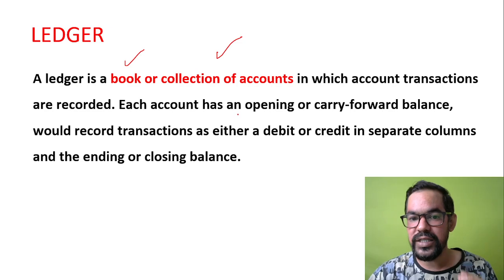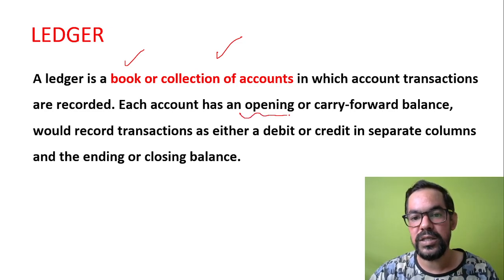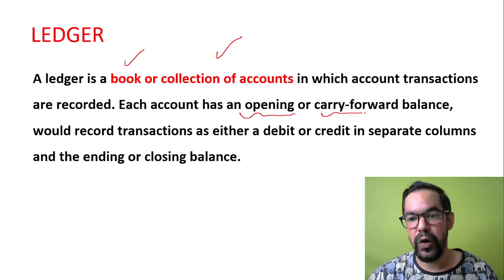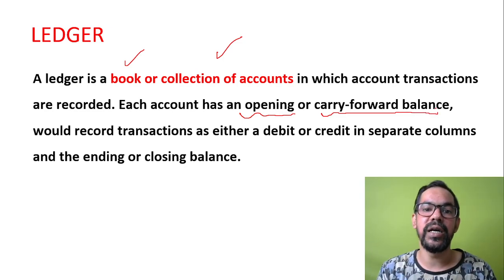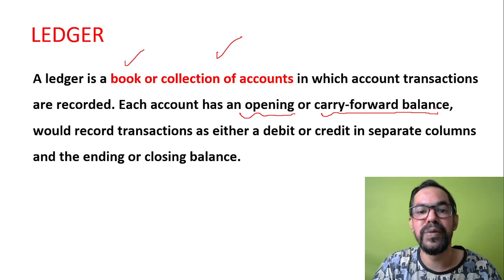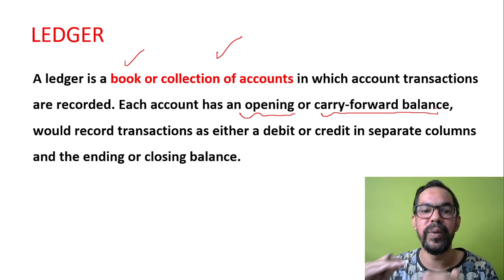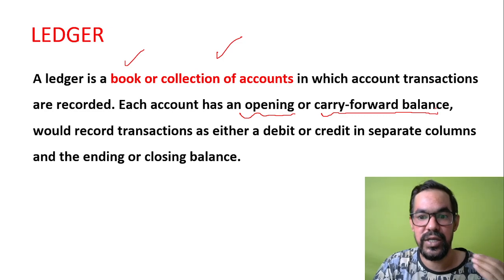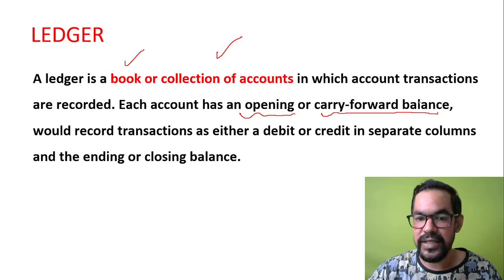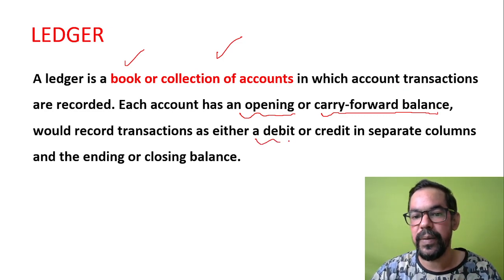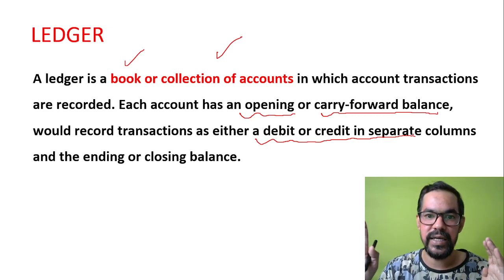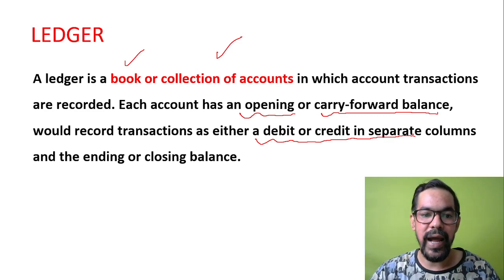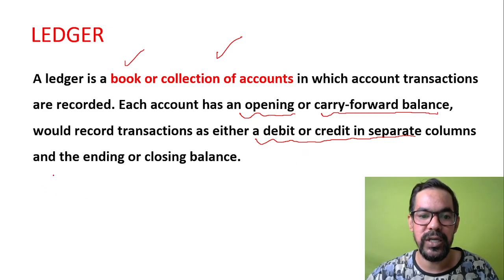Each account has an opening balance or a carried forward. Opening balance or carried forward means, let's say last year Mr. A's account was carried forward with an amount of 15,000. That will be part of the opening balance of Mr. A's ledger. We record each transaction as either a debit or credit in separate columns. I hope you remember, left side is your debit side and right side is your credit side. And there is the closing balance as well.